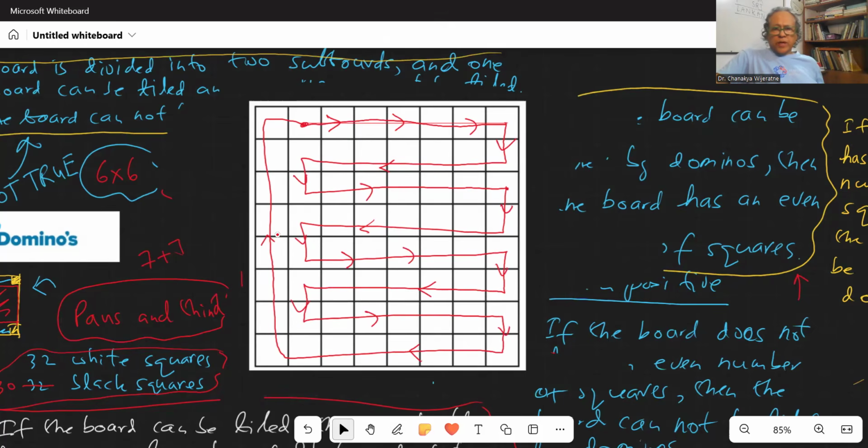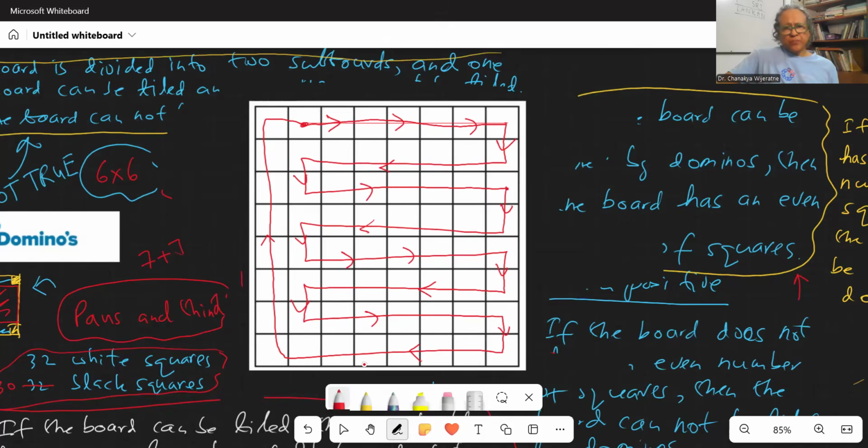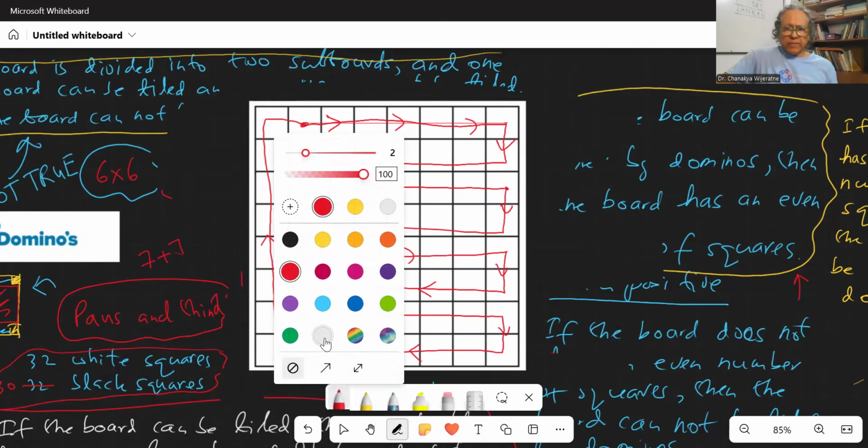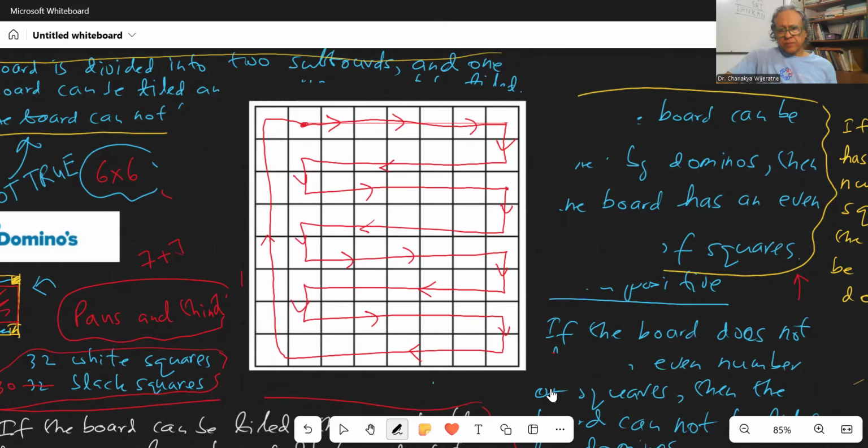Right. Now, let's see whether we can tile any board that we obtain by removing one black and one white square. First of all, now let's color this. So these are the black squares.